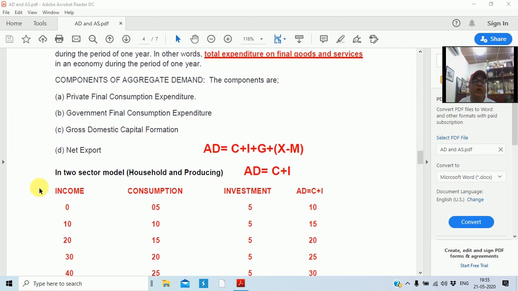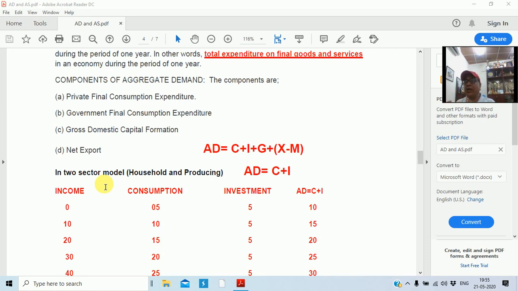And if we are going to talk about the two sector model, we have the two sector model, three sector model and four sector model. Two sector means a closed economy where there are only two sectors, household and producing sector. That is called the two sector model. Three sector model means where government is also participating in production activities. Then how many sectors are there? Government sector, producing sector and household sector. That is called the three sector model. Four sector model means an open economy, in which the government sector, producing sector and household sector are there, and one more sector is the rest of the world, because it's an open economy.